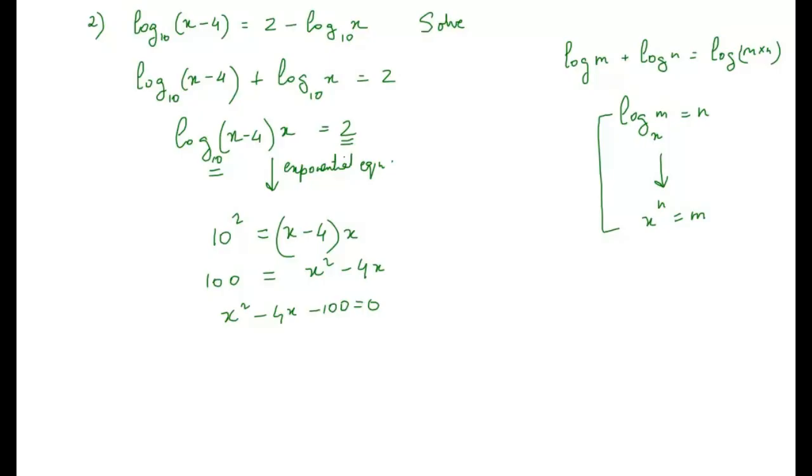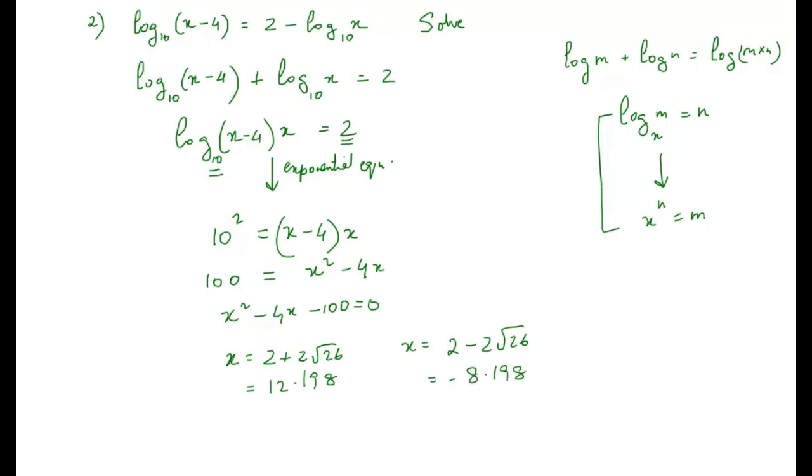I get x is equal to 2 plus 2 root 26. In decimals, that is 12.198. And the second value of x that I'm getting is 2 minus 2 root 26. And if I write down the decimal value, that would be minus 8.198.